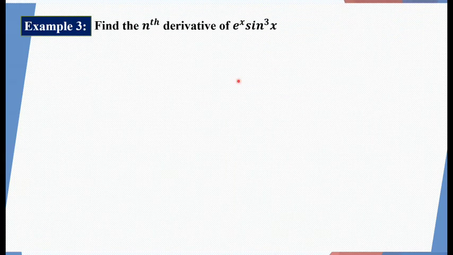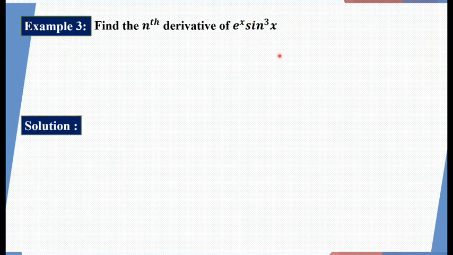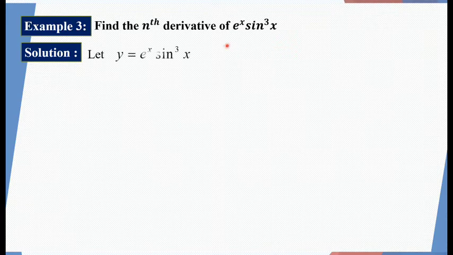Example 3. Find the nth derivative of e raised to power x sine cube x. So let y equal e raised to power x sine cube x. Now this is the product of two functions, one exponential and the other trigonometric, specifically sine. So we can apply property number 9, but this contains power 3, and according to the formula the power should be 1. So first we have to make it unit. So how to make it unit?